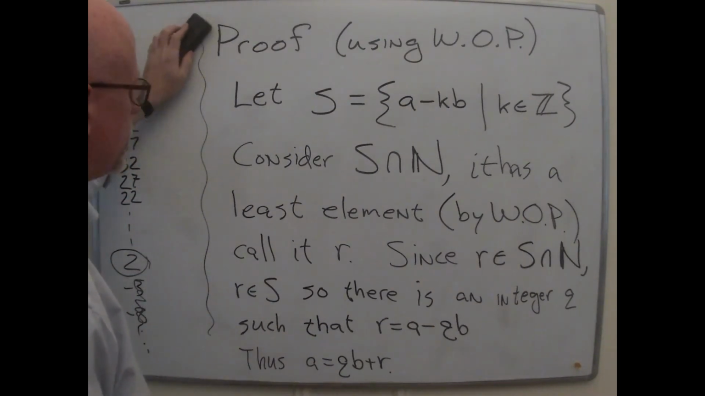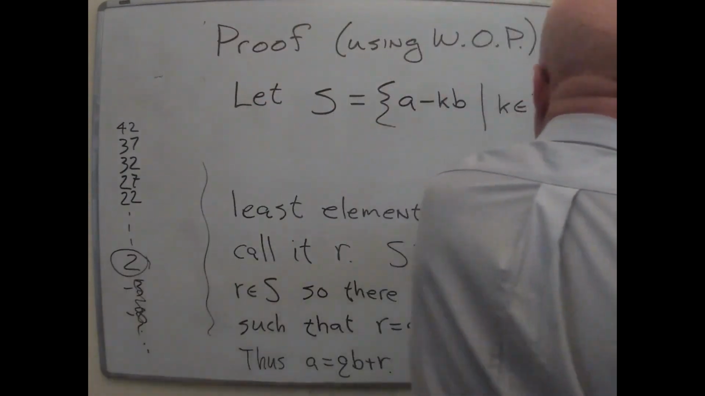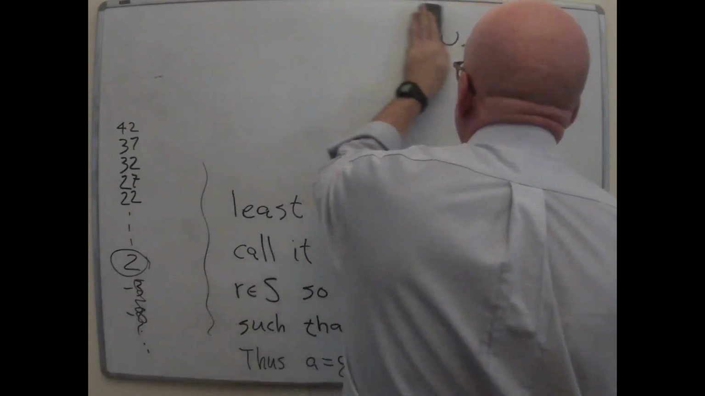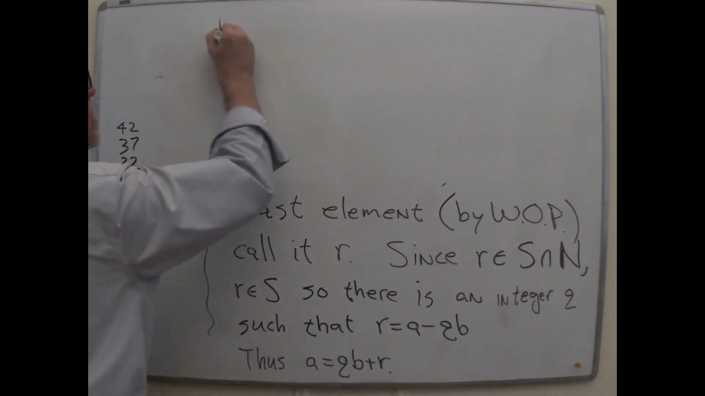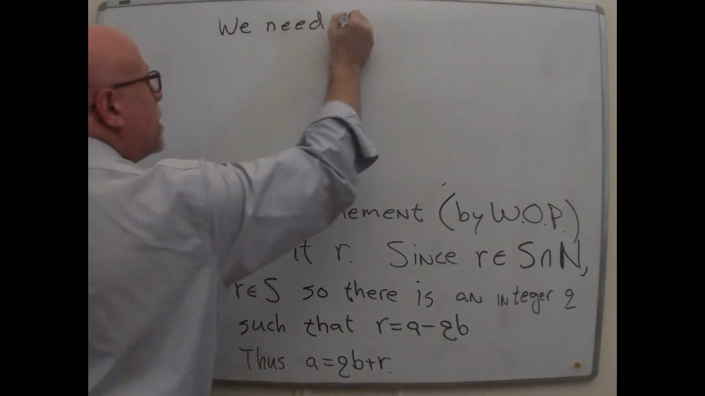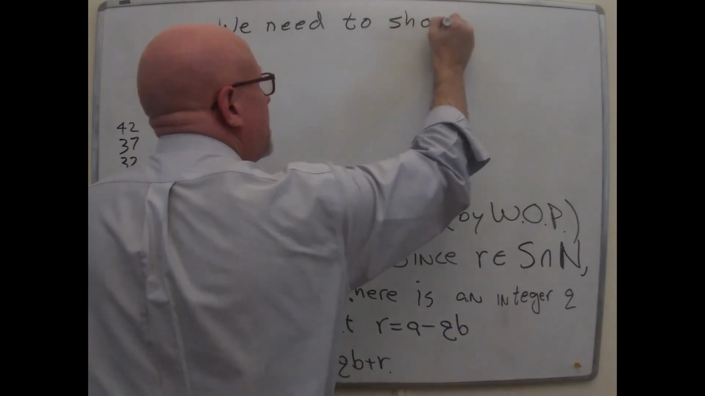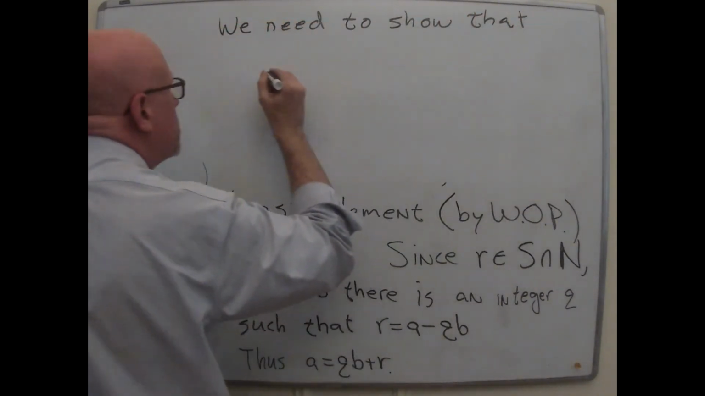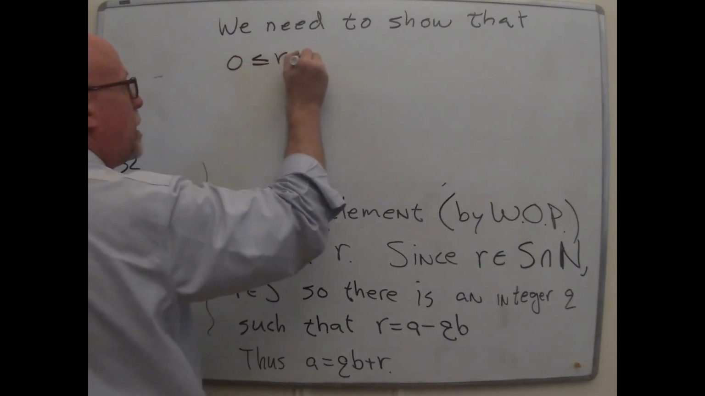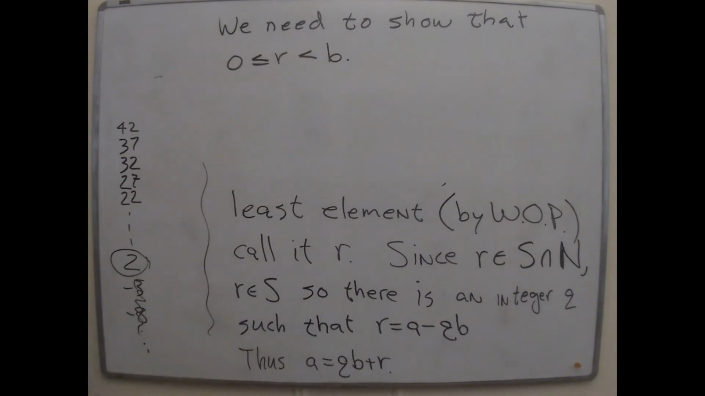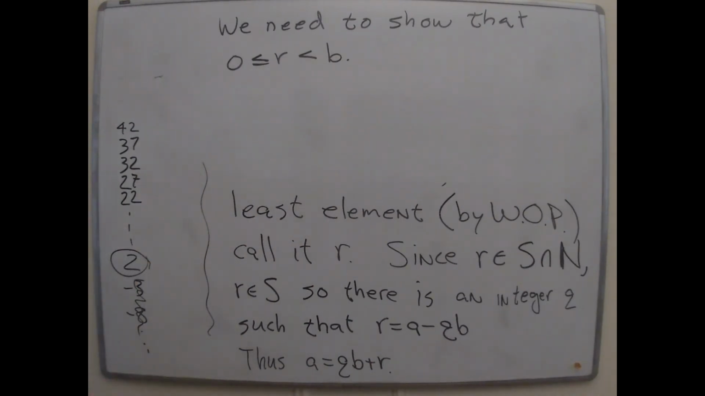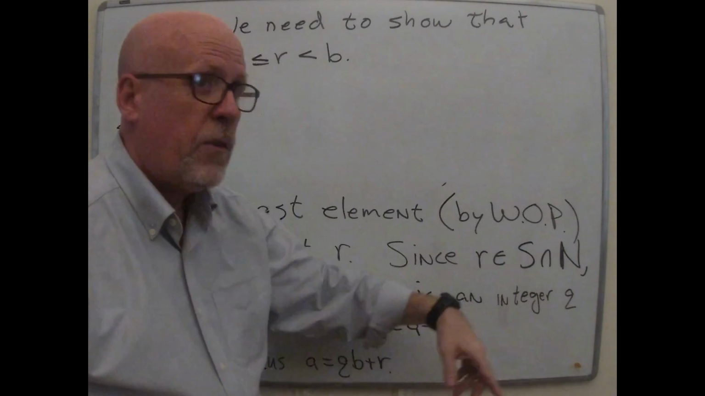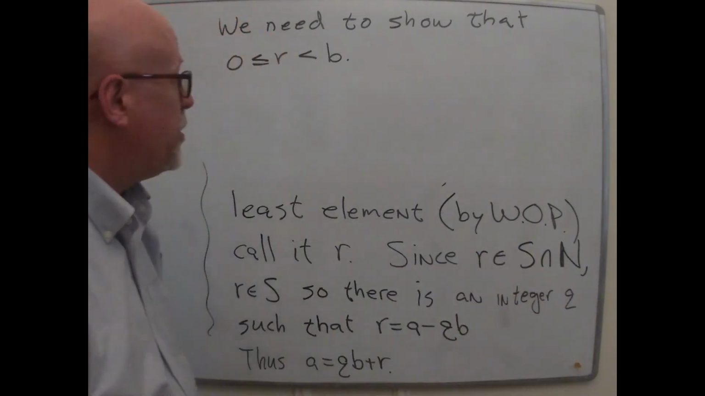I'm going to erase half of the proof and try to work down from the top. Eventually we're going to need a whole new screen, but I want you to still be able to refer to that bit while we write up above. I want to show that R is the right size. We want to show that 0 is less than or equal to R is less than B. And part of this is very clear. That R is at least as big as 0 is really obvious because R is in S intersect N, so in particular it's in N, and the smallest thing in N is 0.